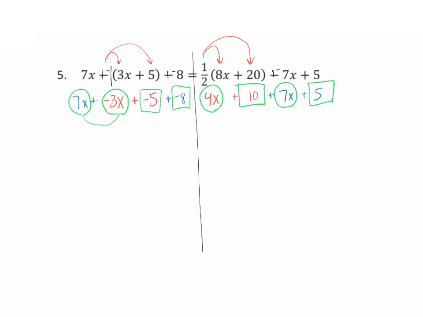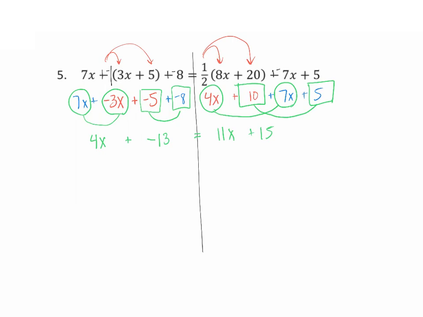7x's and negative 3x's leaves us with 4x's. Negative 5 and a negative 8 is negative 13. On this side, 4x's and 7x's is 11x's. And 10 plus 5 is 15.